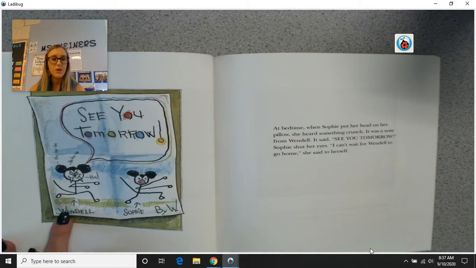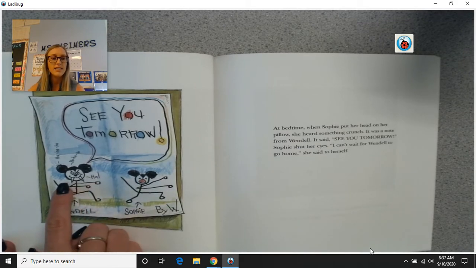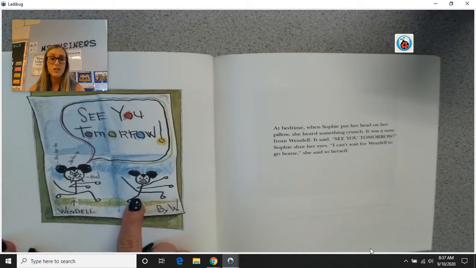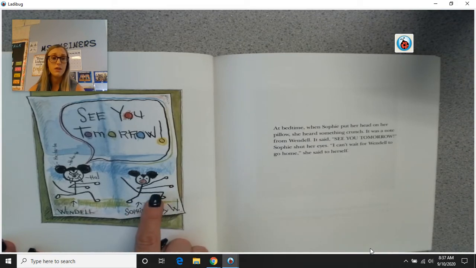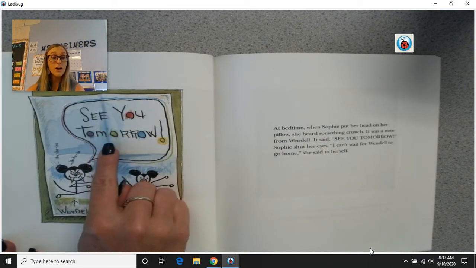Let's look at this note. We've got Wendell. He's laughing, ha ha ha. And you've got Sophie, and she looks like she is scared, and she's running away. He says, "See you tomorrow."